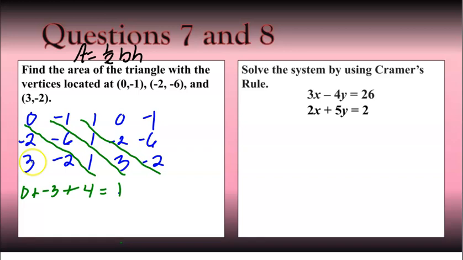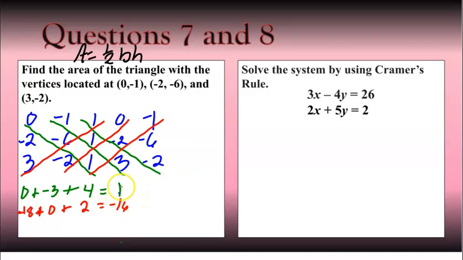Now going in the other direction, I start in the lower left-hand corner, and I multiply on the diagonal, which is going to give us a -18, plus -2 times 1 times 0 is 0, plus 1 times -2 times -1 is +2. If I add them together, it gives me -16.